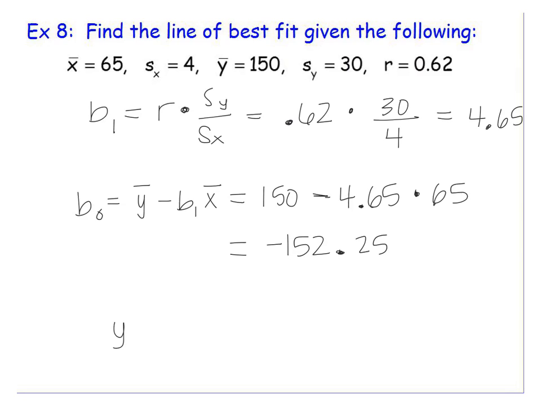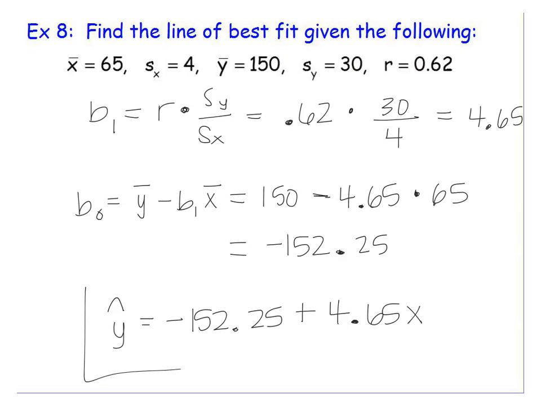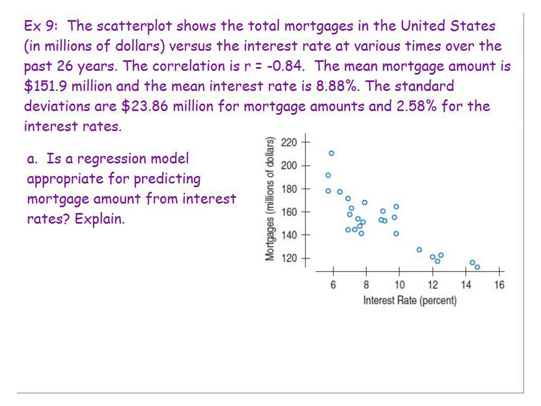Our models always start with y hat, and it's always b sub 0 first, so negative 152.25, plus, then it's b sub 1, 4.65, times x. That's how you find your model if all you have is standard deviations and means. Now this was very straightforward. Now we're going to put it into the context of a word problem.